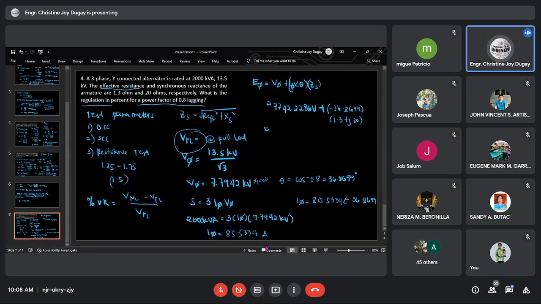So what is now the value of E phase po natin? E phase is equal to, nawala yung current niya. 85.5334. Ayan. Angle po yan, angle of negative 36.8699.